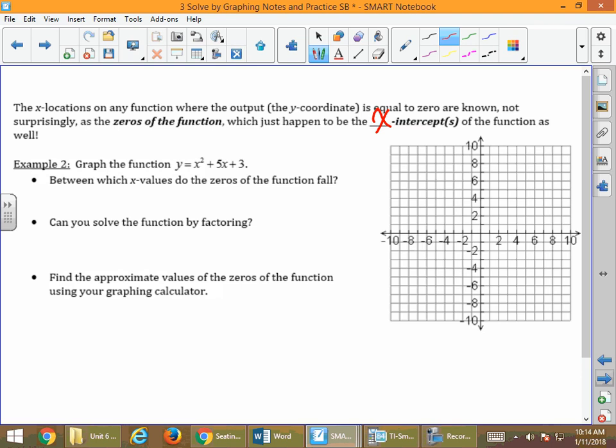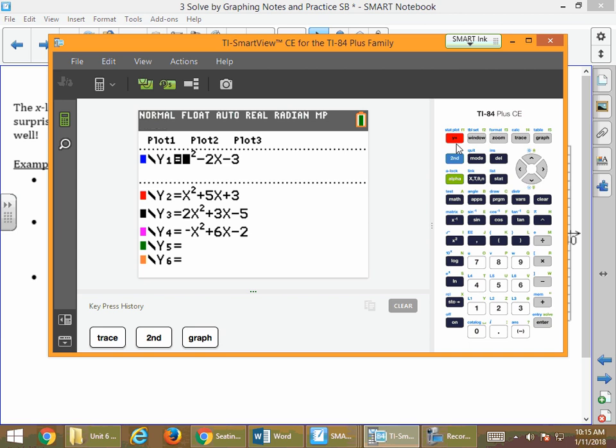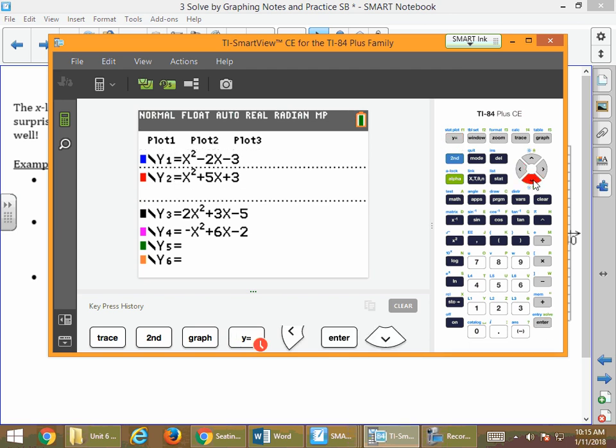So let's take a moment and let's clear out. Let's go to our y equals. Let's clear out our values in there. I'm not going to clear out mine, but I am going to turn off the first function, and I'm going to turn on the second function. So we're going to be typing in x squared plus 5x plus 3. And if your calculator graphed the first time, it's going to graph the second time. And once we have that typed in, let's hit graph.